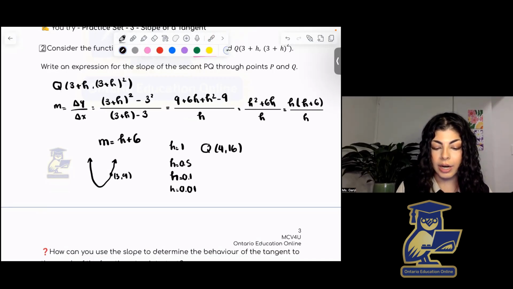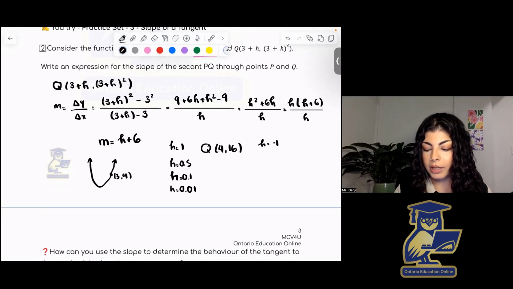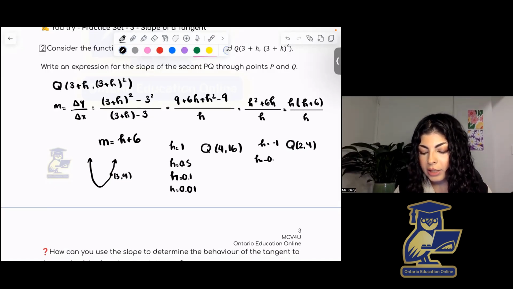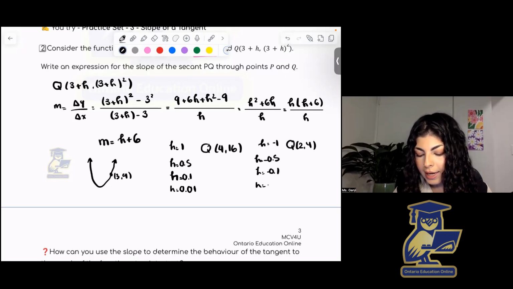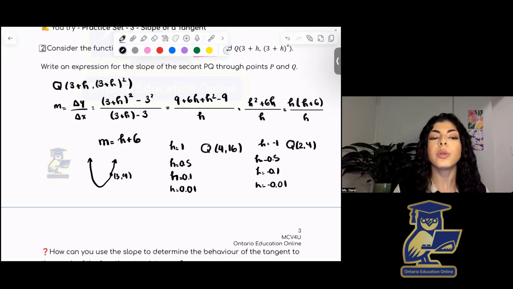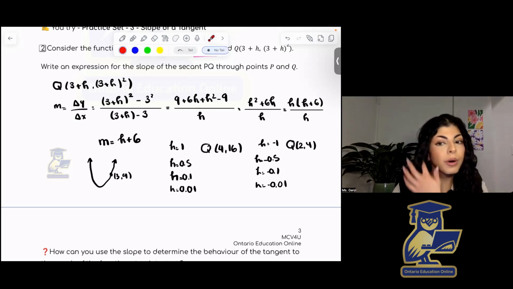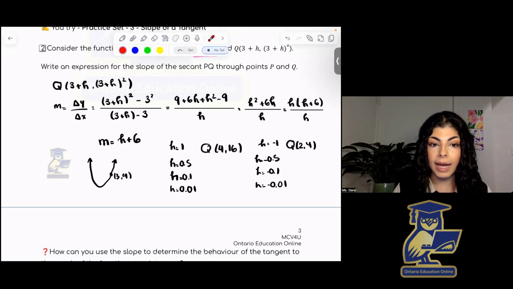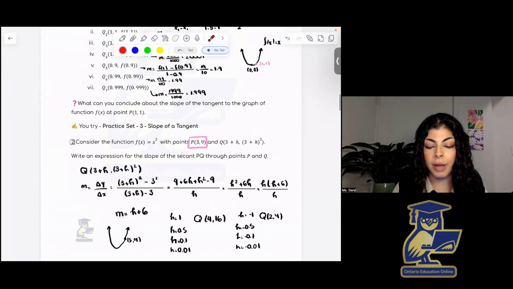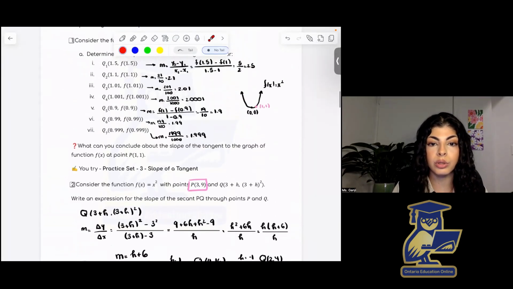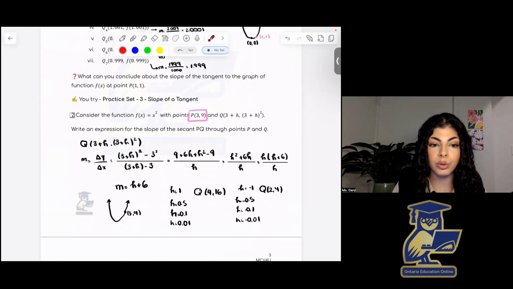Alternatively, we can consider h as -1 so that we have the point Q at 2, 4. And here we can also now consider h as -0.5, -0.1, and -0.01, so that we are getting closer to 3 now from the left-hand side. And as we get closer from both the left and right-hand side, we see that our values should be getting closer to the same value, just as we saw in the two examples above, where in the example here we were getting closer to 2. Here we'll also be getting closer to a specific value.